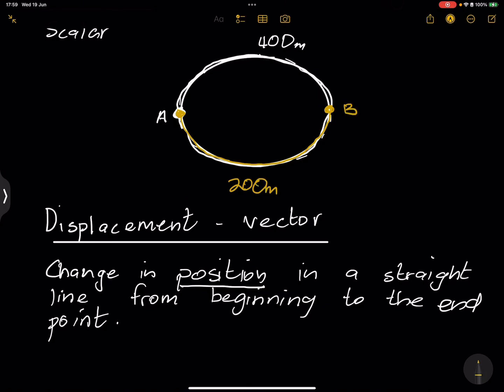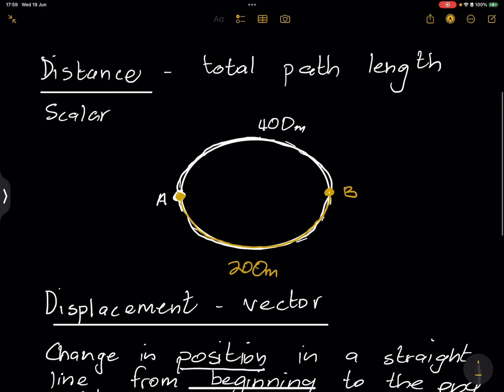A total distance. Notice in this case, it has absolutely nothing to do with direction, but it has everything to do with just the path length that I've traveled. Now, what would be the displacement?